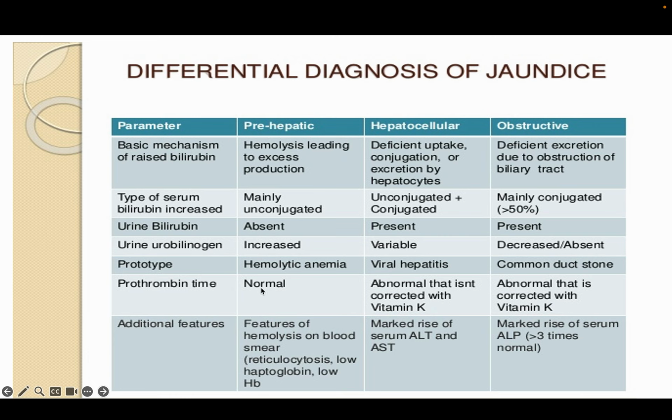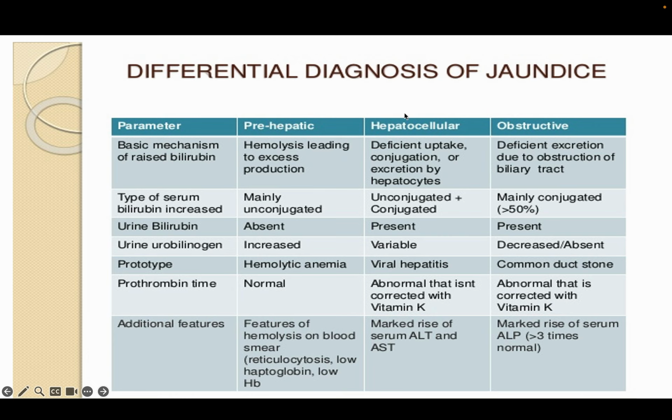That is hemolytic, where jaundice, mainly unconjugated hyperbilirubinemia, will be there. Urine bilirubin will be absent. Urobilinogen will be increased. Hemolytic anemia will be the main problem. Enzyme elevation won't be significant. ALP elevation won't be there. Only unconjugated hyperbilirubinemia will be there.